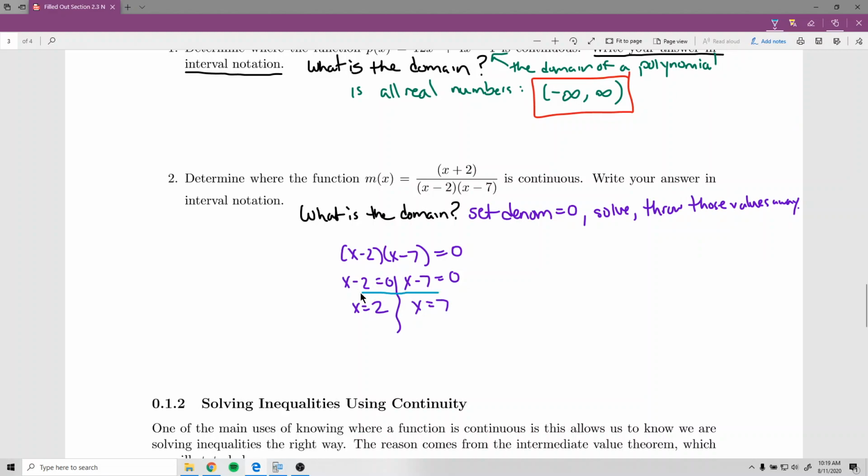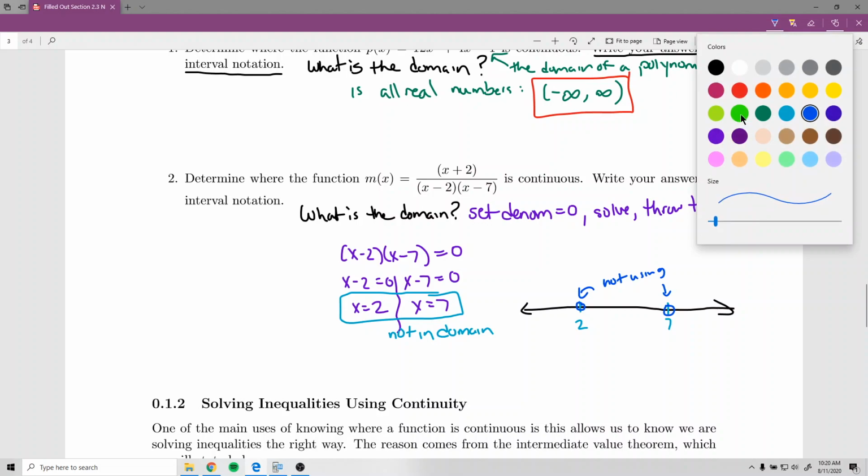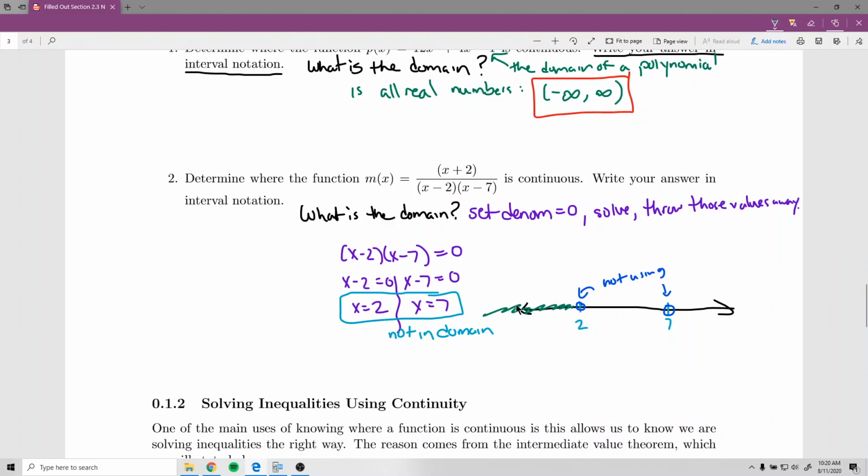Right, so remember, these are the values not in the domain. Everything else is. If you don't remember interval notation super well, when it comes to writing something like this, what you can do is mark off your numbers 2 and 7 on a number line. Since we are not using them, they get an open circle. And we want to use everything else. We want to use stuff to the left of 2, stuff in between 2 and 7, and stuff to the right of 7. So we have 3 intervals here.